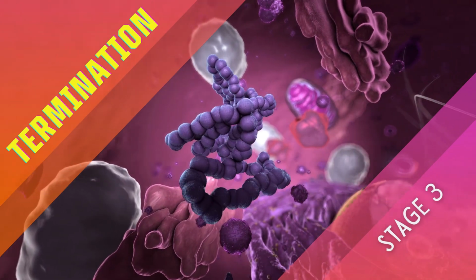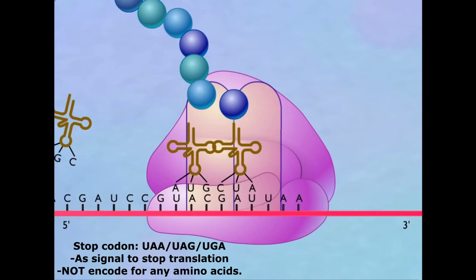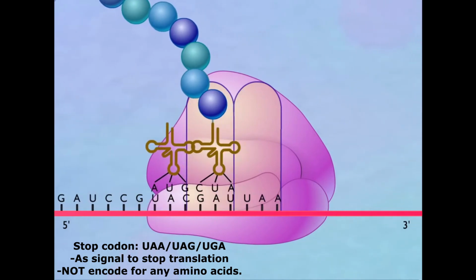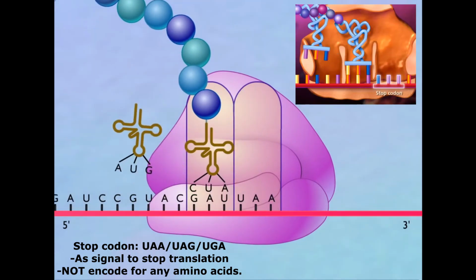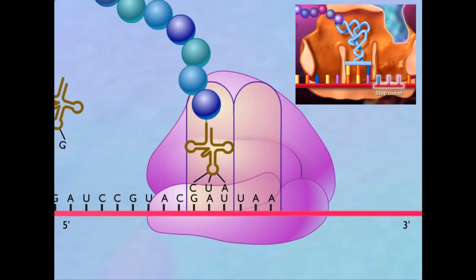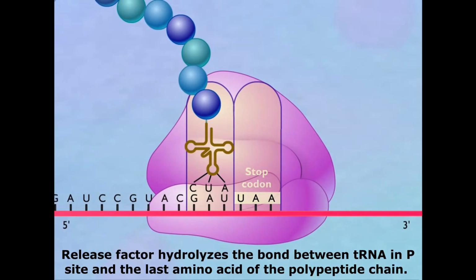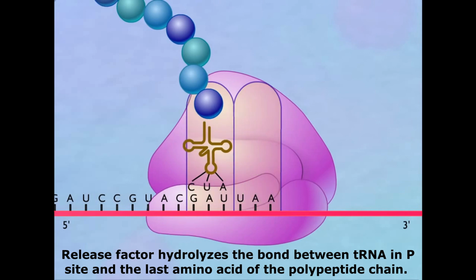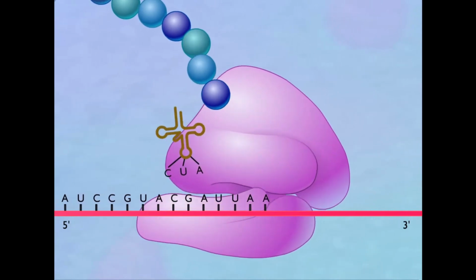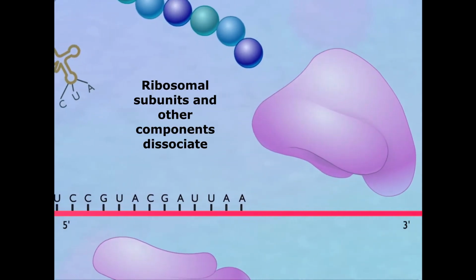Stage 3. Termination. Termination involves stop codons, UAA, UAG, UGA, which act as signals to stop translation, and they do not encode for any amino acids. When a ribosome reaches a stop codon on mRNA, the A site of the ribosome accepts a protein called release factor. Release factor hydrolyzes the bond between tRNA in P site and the last amino acid of the polypeptide chain. The polypeptide is released from ribosome. Ribosomal subunits and other components dissociate.